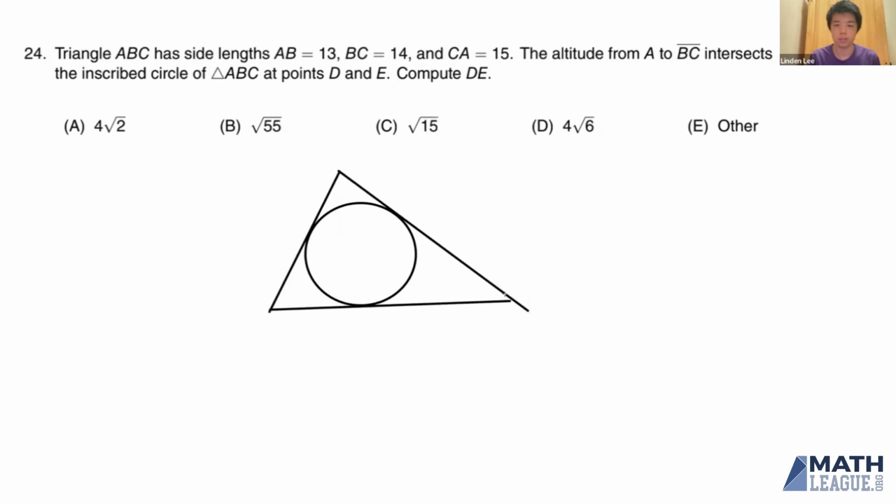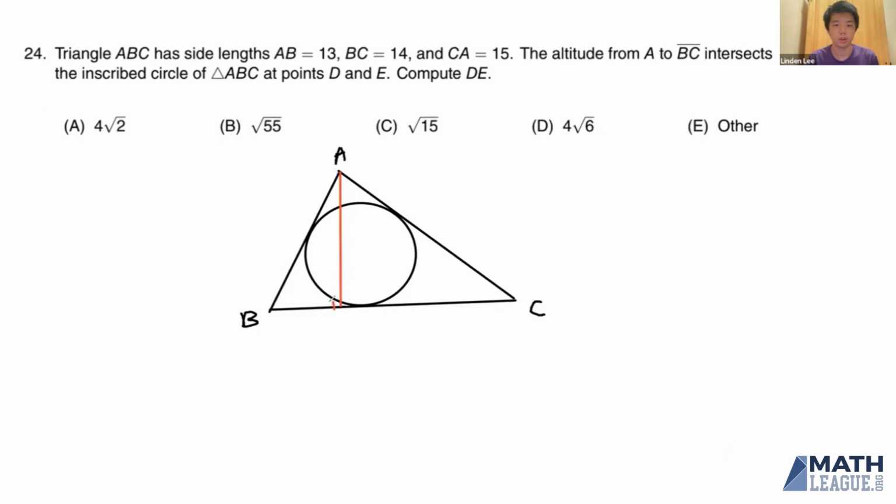So let's get this diagram right. What we have is the inscribed circle and ABC, where AB is 13, BC is 14, and CA is 15. You may or may not have seen this triangle before. If so, you may already know this trick. If not, what I do is I drop an altitude from A to BC, right here.